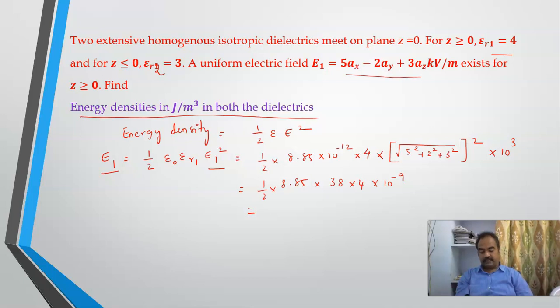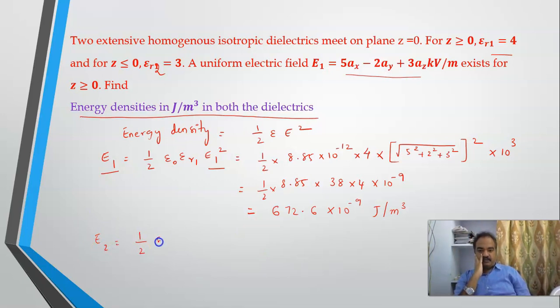So when I calculate this particular value, I'll be getting 8.85 into 4 into 38 divided by 2. It is 672.6 into 10 to the power of minus 9 joules per meter cube. Okay, this is my value. Similarly, you can do it for eta 2.